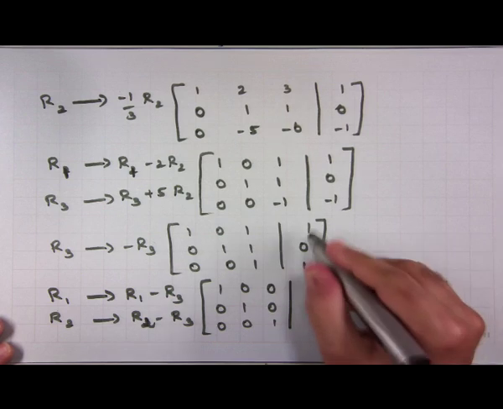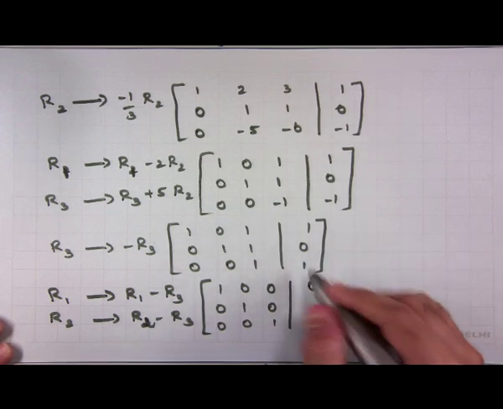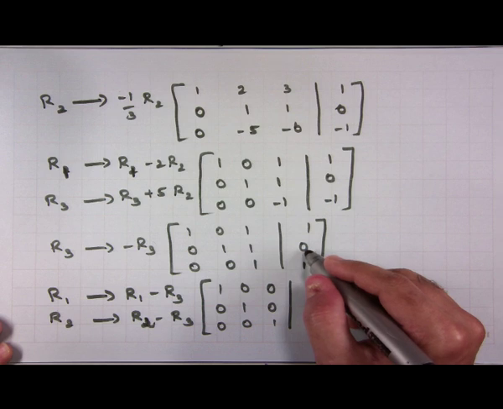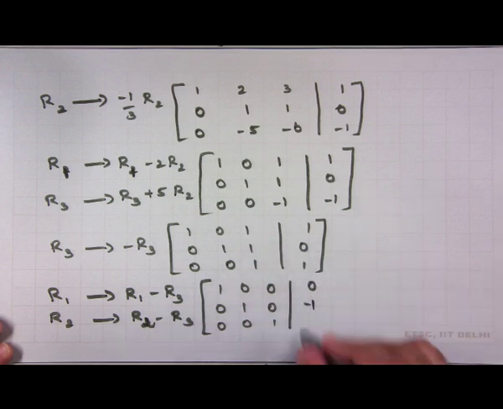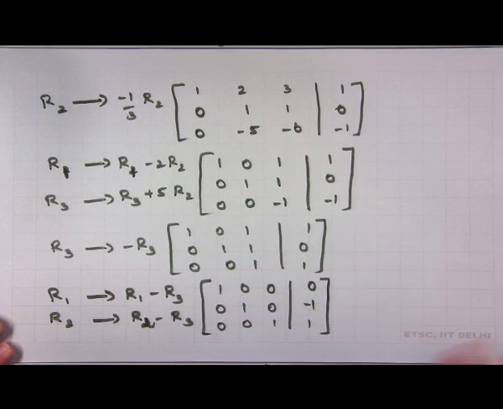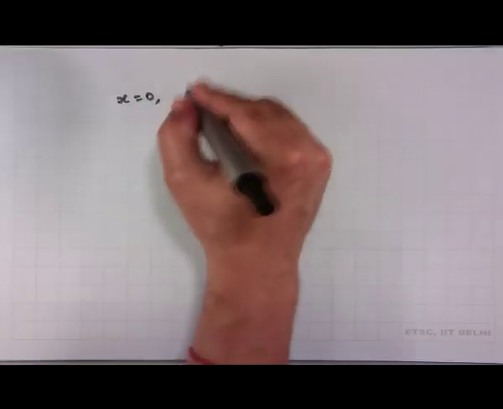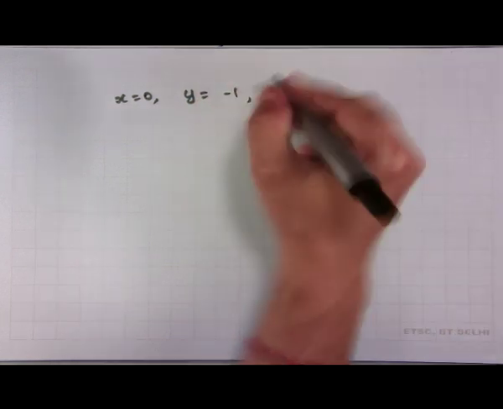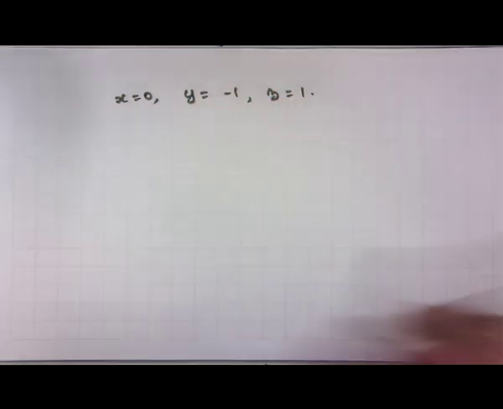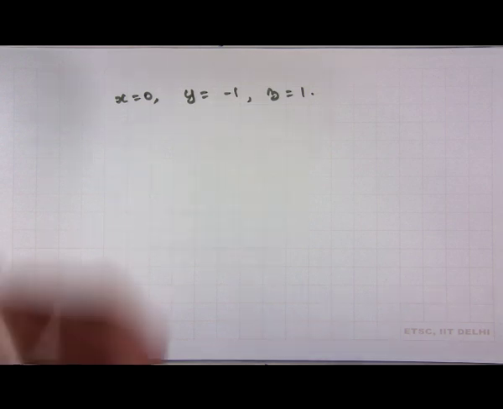Finally, 1 minus 1 that is just 0, 0 minus 1 you have minus 1 and 1. Right. Thus, the solutions are x equal to 0, y equal to minus 1 and z equal to 1. This is the solution. Now, let us do one more problem.